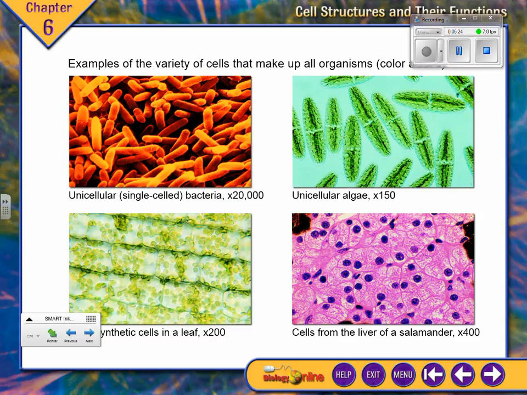Okay? The blue right here, pretty nuclei. What are the green things?